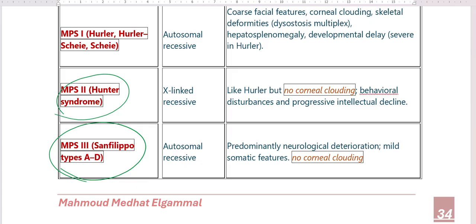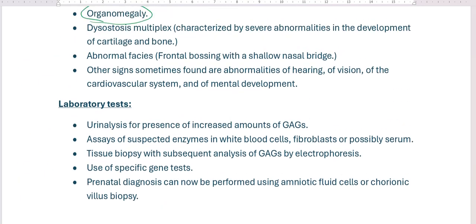And this is important because if there is no corneal clouding, this is important to differentiate Hunter syndrome from Hurler and Hurler-Scheie syndrome. And this is important because Hurler responds very well to bone marrow transplantation, while Hunter does not respond to bone marrow transplantation. It's mainly of neurological symptoms, and bone marrow transplantation does not cross the blood-brain barrier and reverse the changes.